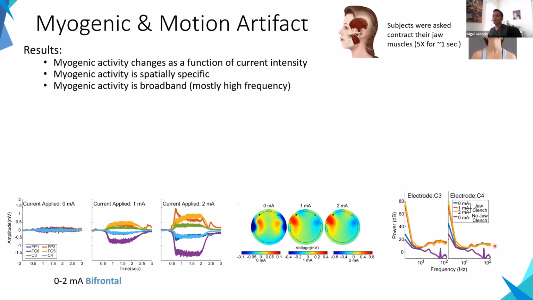We also saw, and it's no surprise, that the myogenic activity was broadband and mostly high frequency. So between stimulation and non-stimulation conditions, the high frequency activity wasn't that different. However, at low frequencies around DC, we saw that there were changes from stimulation to non-stimulation. It's mostly probably due to this offset that we see here.